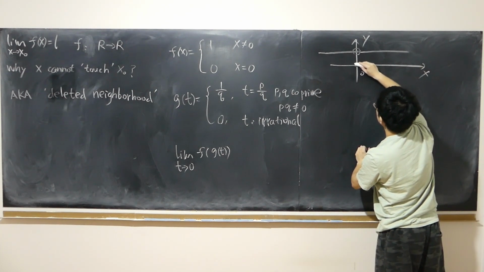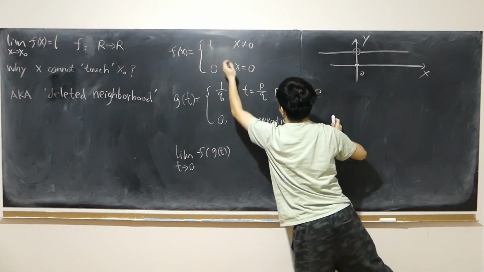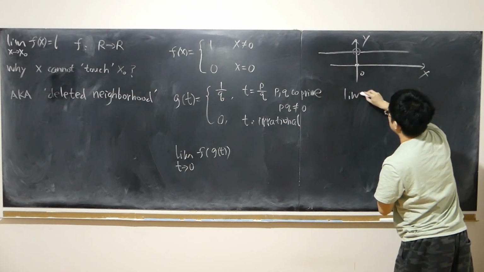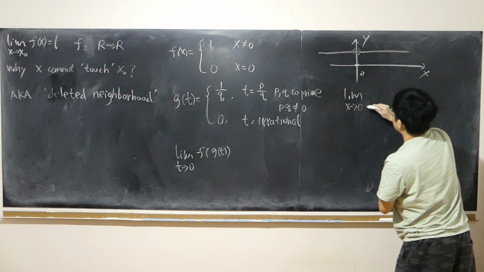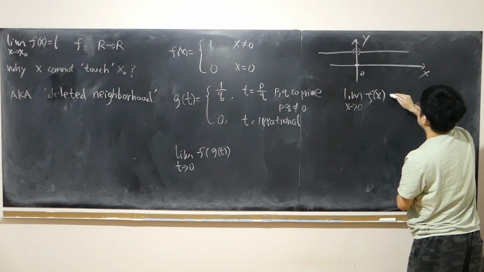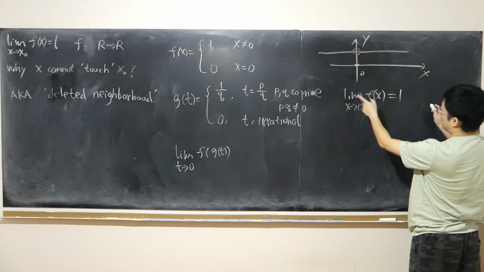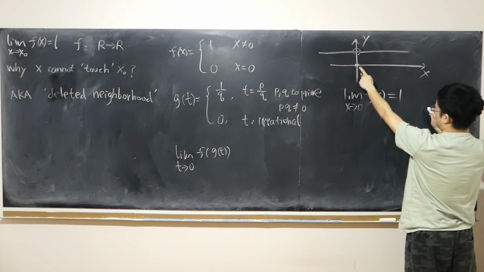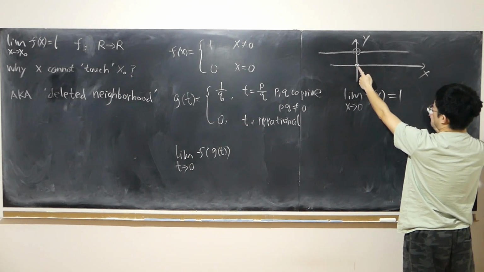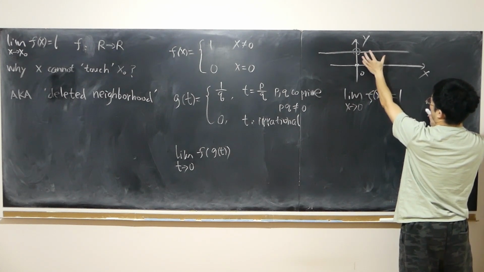So clearly, when x is approaching 0, f of x is clearly tending to what? 1, like I said, deleted neighborhood. It has nothing to do with 0, even though the functional value at 0 is defined to be 0. The overall tendency is still toward 1. That's clear.